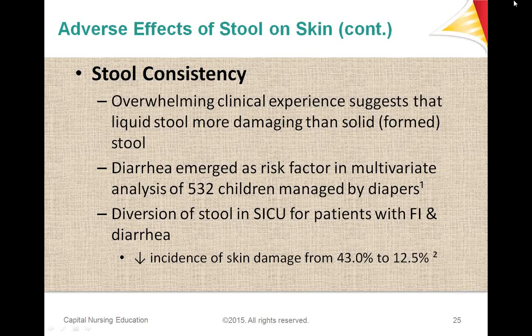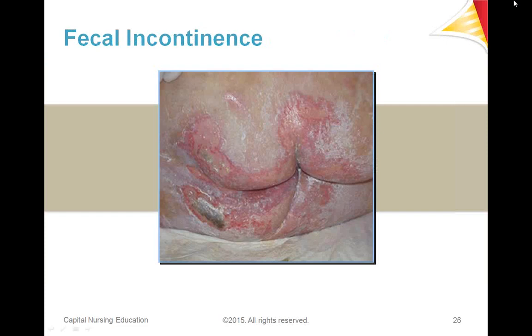Oh, the diversion of stool in the surgical intensive care unit when a fecal continence system was used was decreased from 43% to 12.5%. So I think that we can really see that just keeping the stool off the skin makes a tremendous difference. Here again, fecal incontinence, massive in this buttocks.